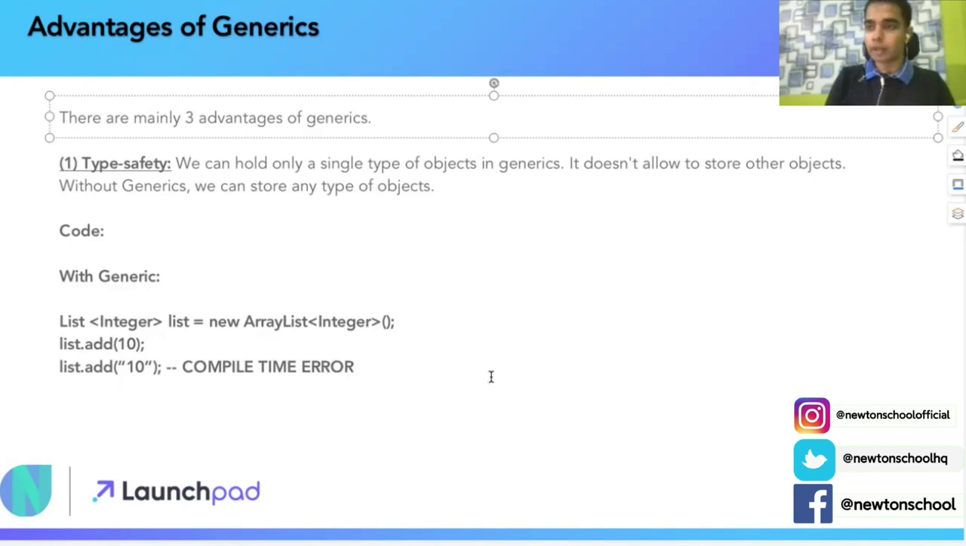So as a programmer, I am assured that my ArrayList will be type safe. It will be of one specific type, be it String, be it Integer, be it Character or anything. This is what generics has provided me: type safety.